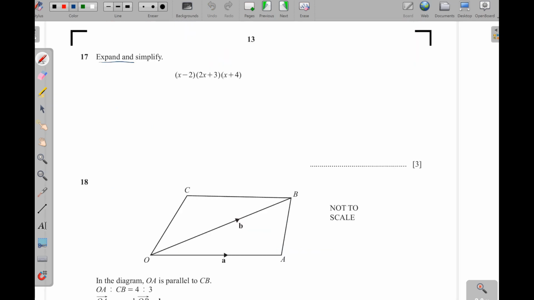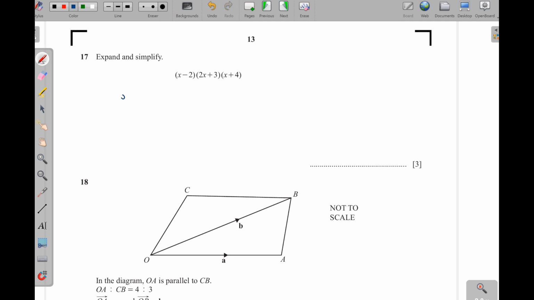Question 17, expand and simplify. So what we are going to do, we can either first expand these two, and then after we multiply with this, or you can expand these two, then after you multiply by this. But again, there are those who are so special, they can get this one, then they multiply with this one first, and then after they multiply with that. It's all the same. Multiplication is commutative. I'm going to get these first two, okay?